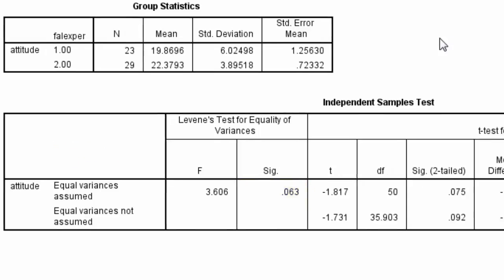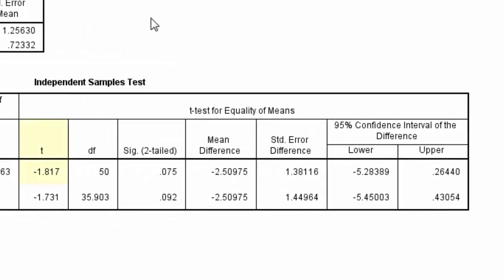The final section of the t-test reveals the value of t. In this case, it's negative 1.82 when rounded. Had Levene's test been significant, we would have used the lower value, 1.73. The degrees of freedom, when the equal variances are assumed, is 50. That's because we started with 52 people, and you subtract 1 for each group you use.